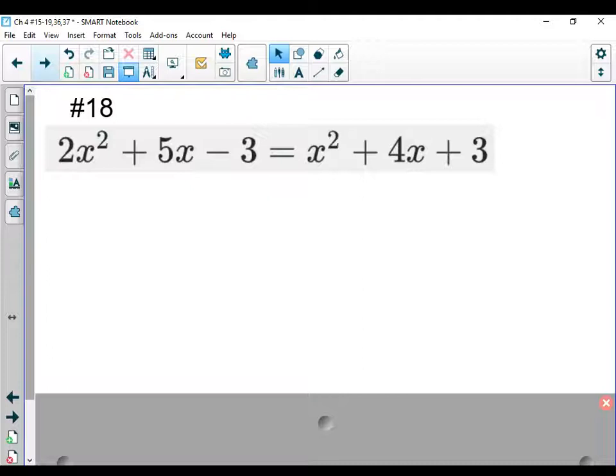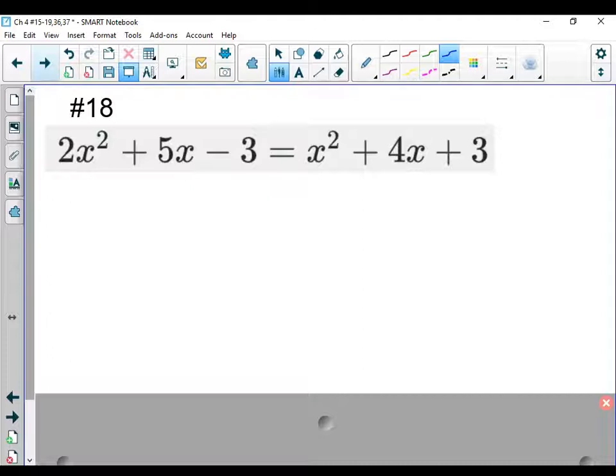All right, number 18 gave you this equation. It said, okay, we're going to solve, and they gave you a full kind of story behind all this, but we're going to solve this equation. 2x squared plus 5x minus 3 is equal to x squared plus 4x plus 3. All right, now let's think about what our graphs would be if we were to split this one up. Well, the left-hand side, that 2x squared plus 5x minus 3, well, that would be a parabola. The right-hand side, the x squared plus 4x plus 3, well, that would also be a parabola.